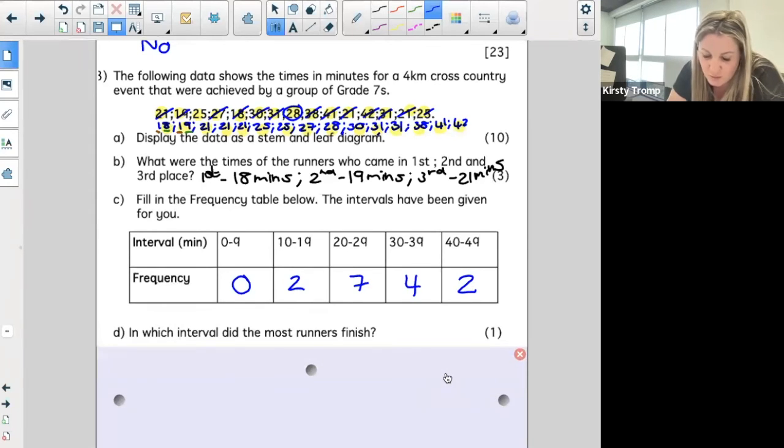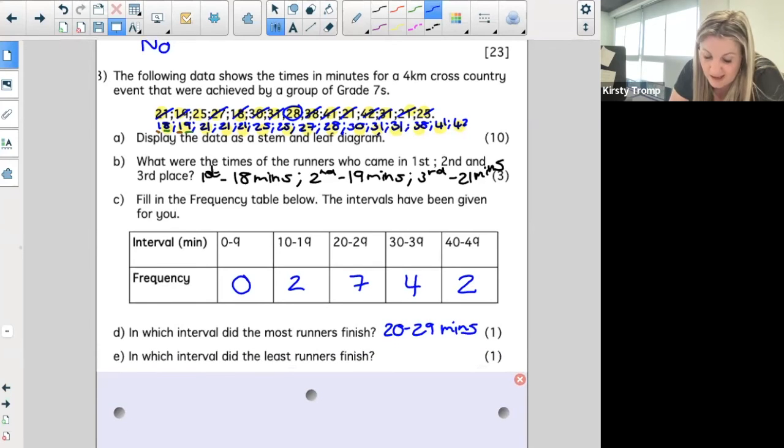In which interval did most of the runners finish? Well, if I'm looking at that, between 20 to 29 minutes. In which interval did the least amount of runners finish? Well done. 0 to 9 minutes. Well done, guys. 0 to 9.